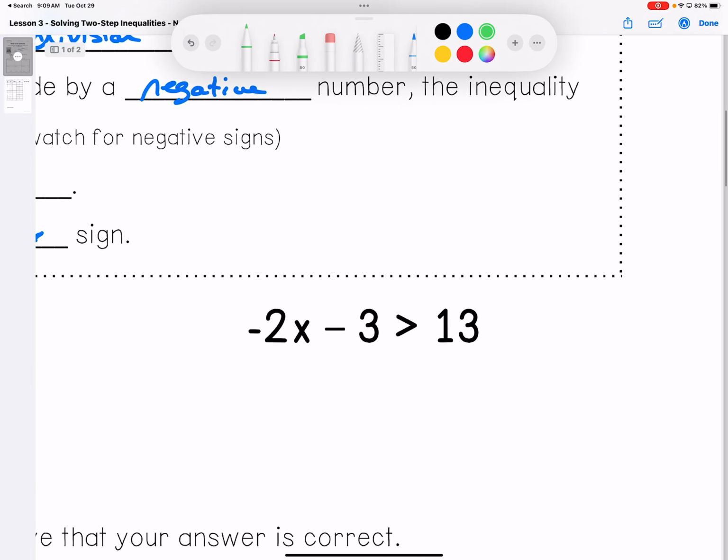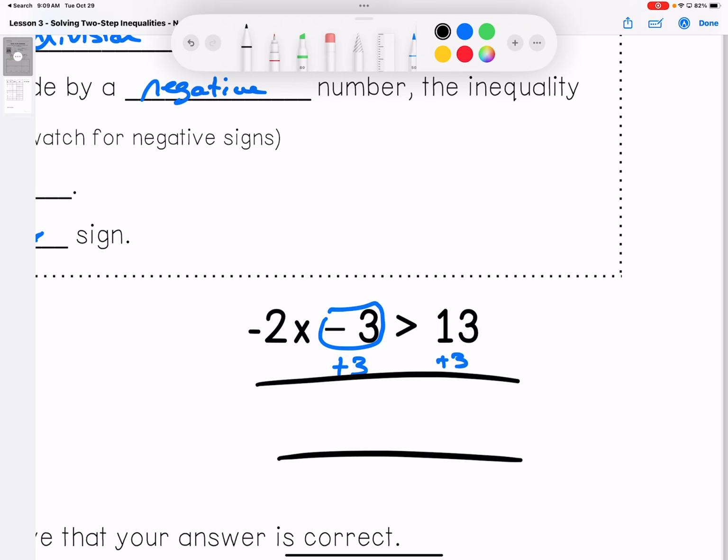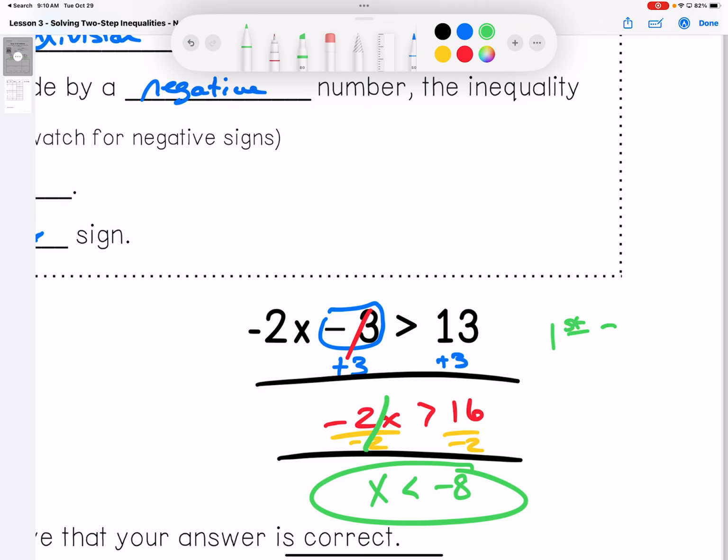All right, we're going to come over here and do the same thing. We're going to undo the addition or subtraction. There's a subtraction. We're going to undo that by doing addition. I'm going to end up with negative 2x is going to be greater than 16. I'm going to divide by negative 2, because I'm going to undo the multiplication or division, which is negative 2 times x. So undo that is divide. And when I divide, those go away. I divided across both sides by a negative. So I am going to flip the sign, and I'm going to end up with x equals negative 8. Again, first step, second step, answer.